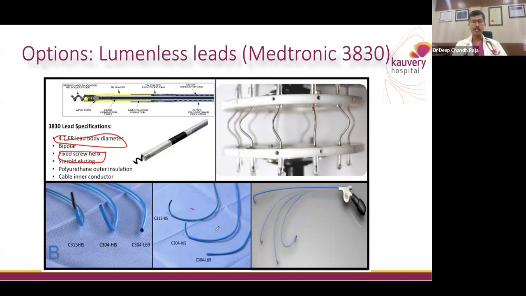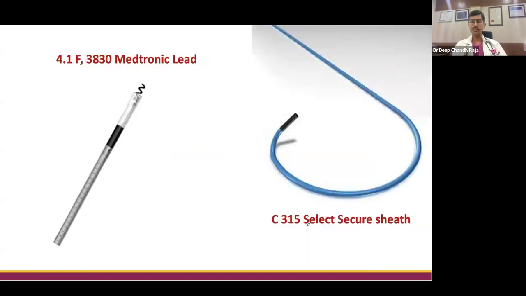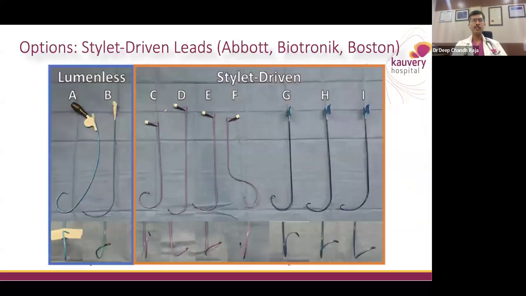The lead comes with its workhorse sheath. The sheath that we commonly use is the C315. This combo of the C315 Select Secure and the 3830 lead is still the workhorse for many to get into the left bundle branch. Then came the advent of the stylet-driven leads, thanks to the other companies who pulled up their socks, Abbott, Biotronik, and Boston, and they started manufacturing sheaths. They did not change much in their leads, but they started manufacturing sheaths. They started encouraging the physicians.